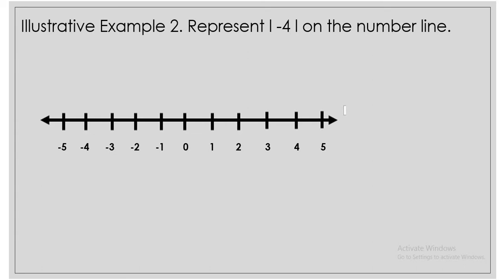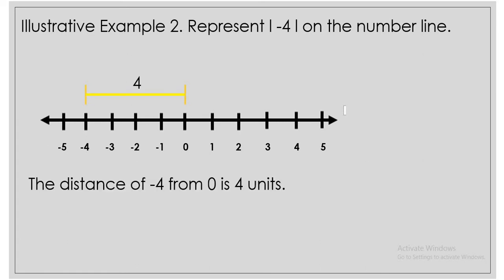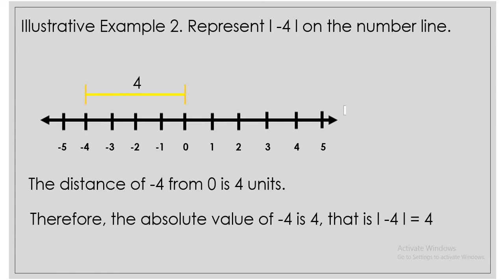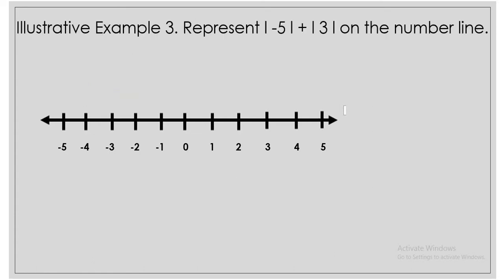So look at the axis. Then where is the negative 4? Here, and 0. Alright. So this is the distance. The distance of negative 4 from 0 is 4 units. Therefore, the absolute value of negative 4 is 4. That is, you can write this with the sign of absolute value: the absolute value of negative 4 is equal to positive 4. So let's have another example.